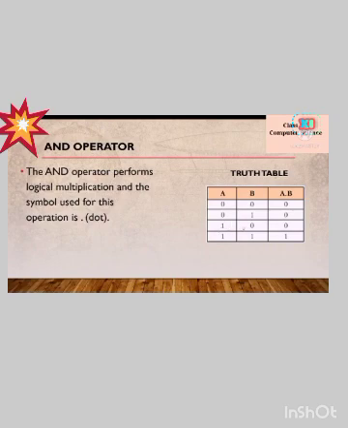0, 0 means 0. 0, 1 means 0. 1, 0 means 0. 1, 1 means 1. Both inputs are 1, then the output is 1. This is the case of the AND operator.